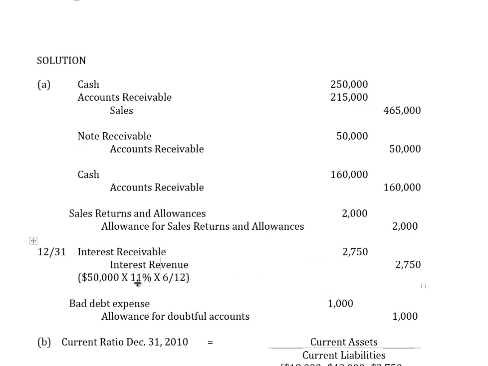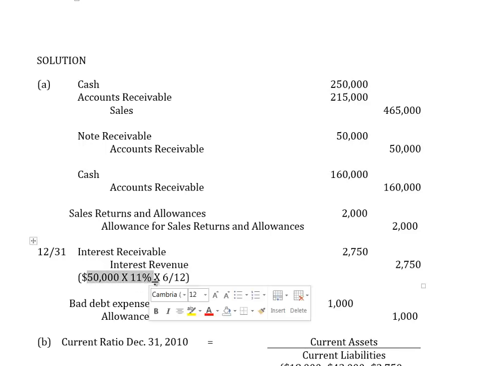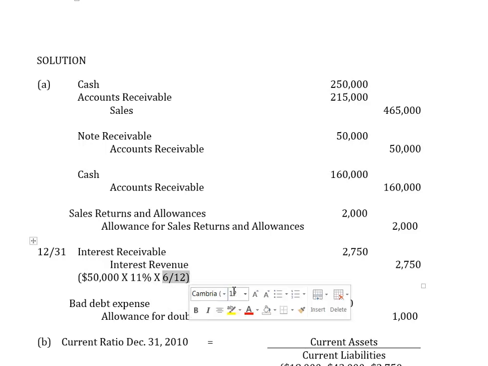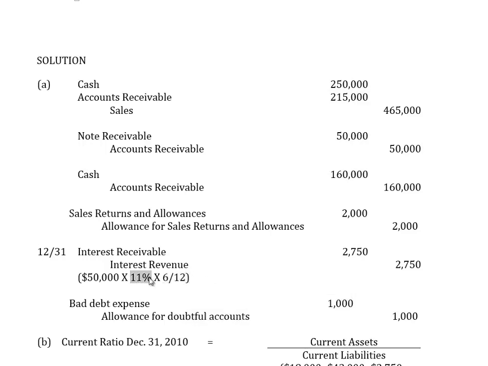the note. So we know the note is valued at $50,000, 11% interest, and we're calculating interest from June the 30th to December 31st, and that's going to be 6 months of 12. Don't forget, your rates are always annual. So we needed to remember to accrue interest at $2,750.